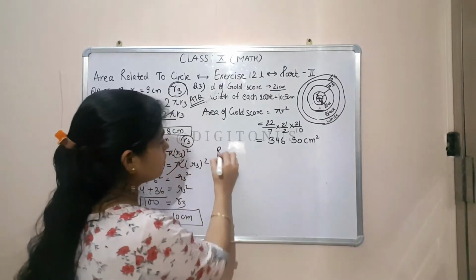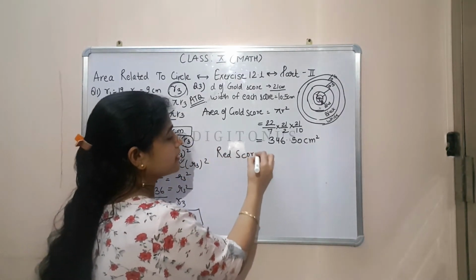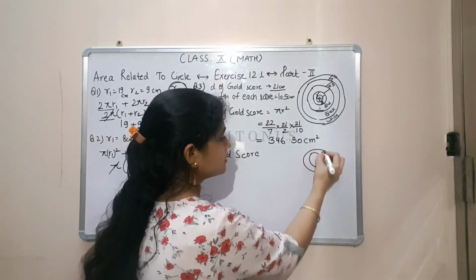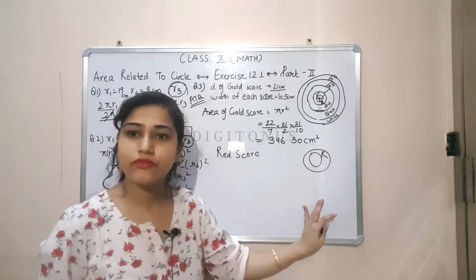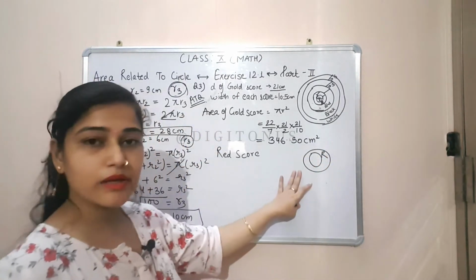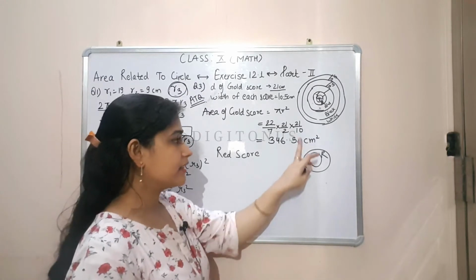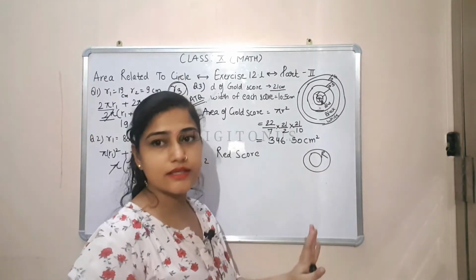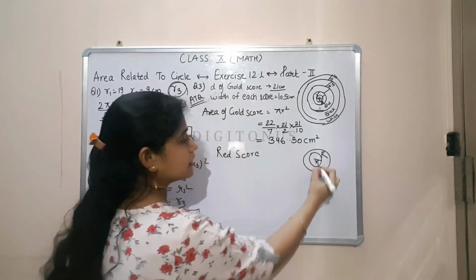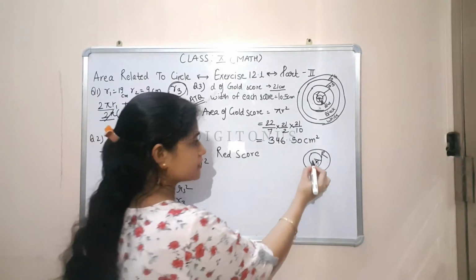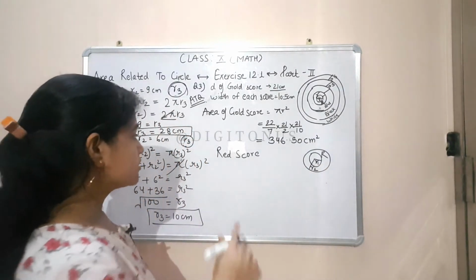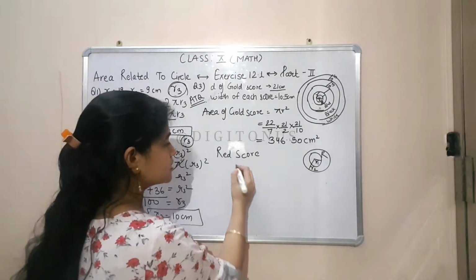Now we have to find the area of the red score. And students, the red score area is not in the form of a circle. The red score is in the form of a ring: outer circle area minus inner circle area. Which formula will we apply here? The area of a ring, that is outer circle area minus inner circle area. So suppose I take the radius of the inner circle as R1 and the radius of the outer circle as R2. So how do we find the area of the red score?